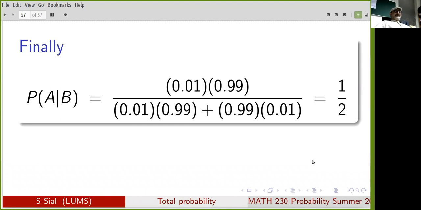Okay, so those are some examples using total probability, and this builds up to the notion of a very important law, Bayes' law. Okay, so I'll see you next time.